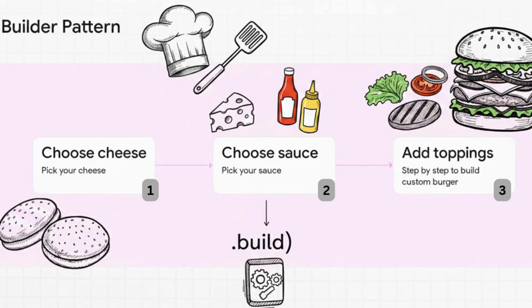But hey, what happens when an object is incredibly complicated to build? Well, that's where we bring in the builder pattern. Imagine putting together a highly customized burger. You don't just ask for a burger. You do it step by step. First, you pick the bun, then you add the cheese, then you choose the sauce, and finally the toppings. The builder pattern mimics this exact process in code. You just chain your configurations together step by step until you finally call .build to get your shiny, complex Java object.